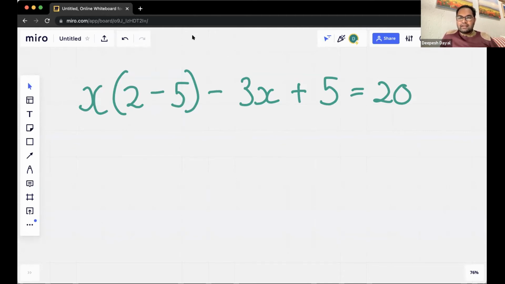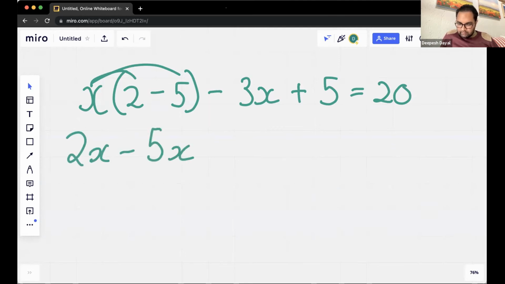What I did, I multiply x into the bracket. I solve the bracket first. Okay. So what do we get when we do that? I get 2x minus 5x, and minus 3x plus 5 is equal to 20. Great. And what do we do next?